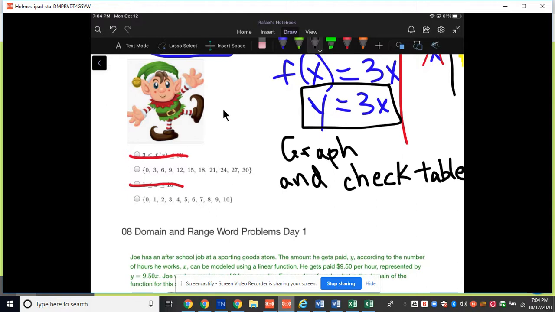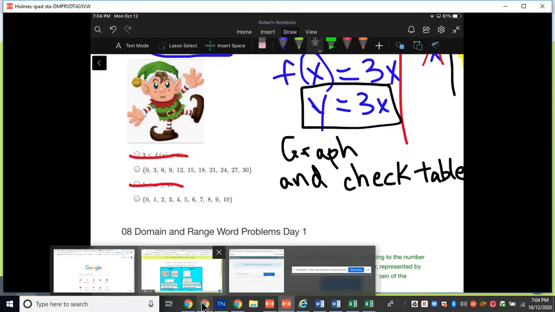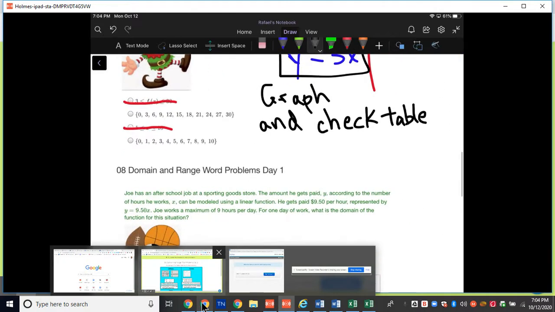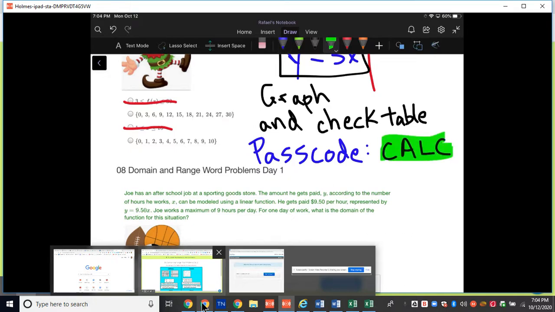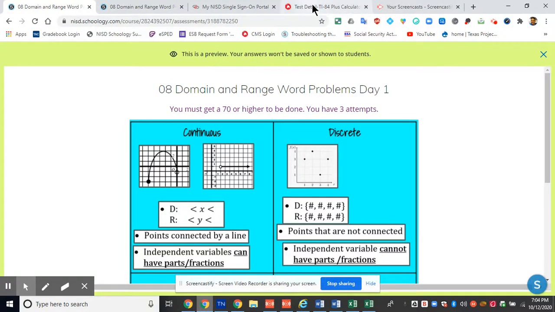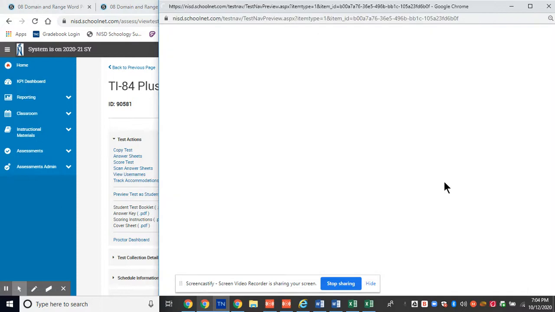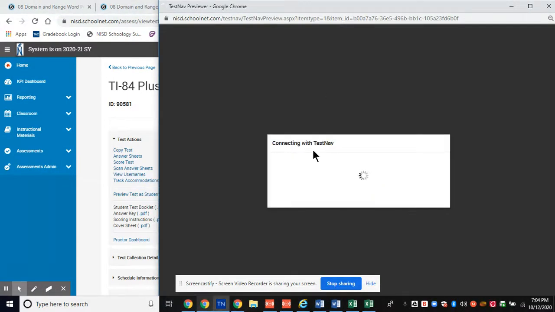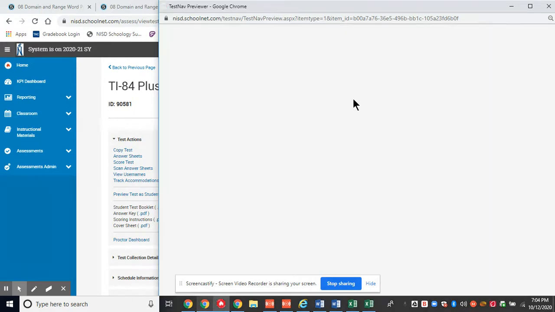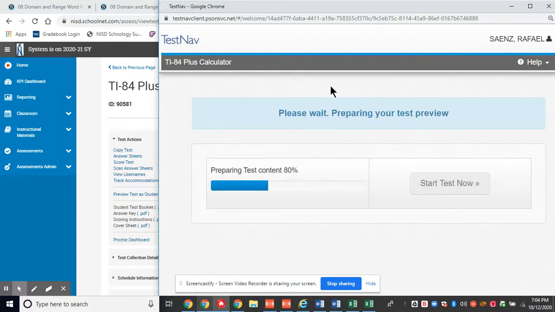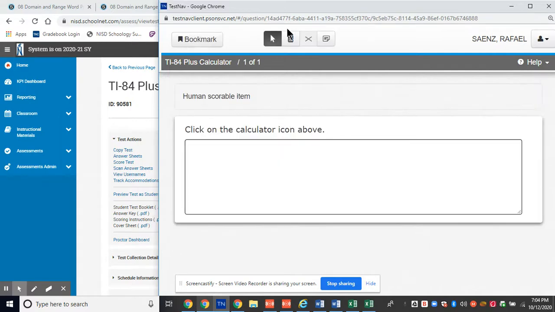All right, so everybody go ahead and go to CMS, and you're going to open up your calculator. Okay, I'm going to write the code right here. When you get to CMS, the passcode for the calculator is CALC, which is short for calculator. All right, passcode is CALC. So go to CMS, type that in, and when you get there, you should have something that looks like Start Test Now. And make sure that you click that calculator button up at the top. Here it is, right up here. That one right there.